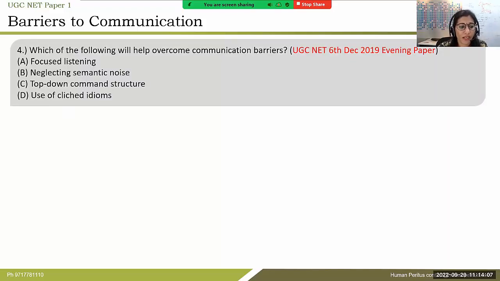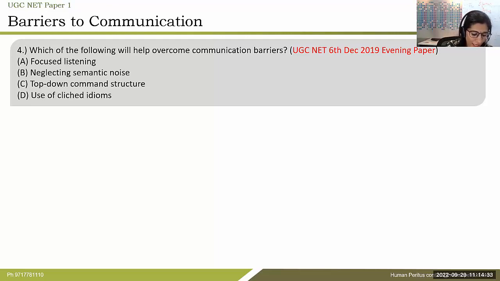Which of the following will help overcome communication barriers? All right, as I was talking about the strategies to overcome communication barriers, this question has to be addressed by reading about those strategies. All right, number one is focused listening, neglecting semantic noise, top-down command structure, and use of cliched idioms.